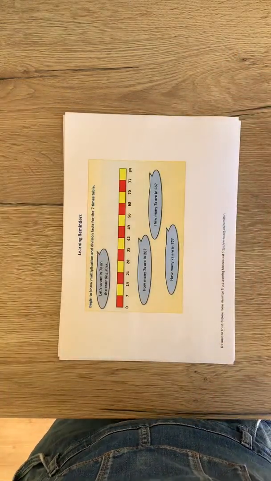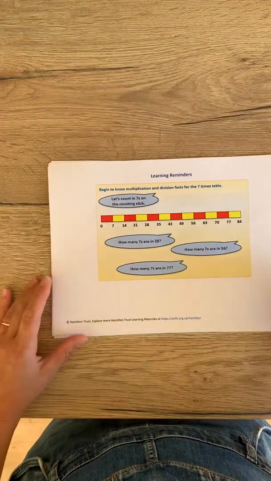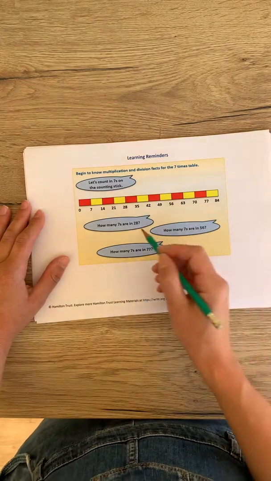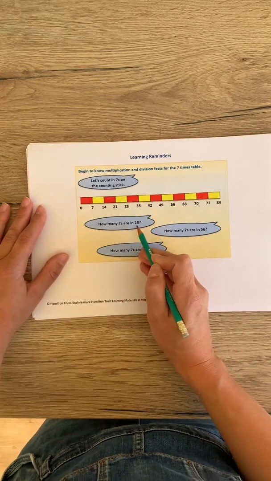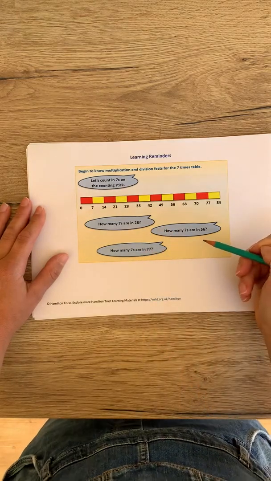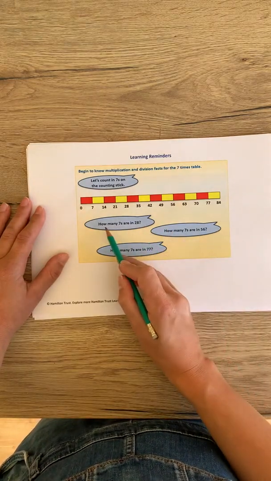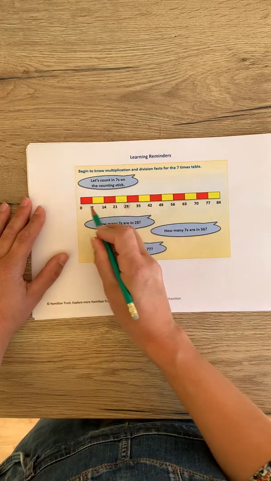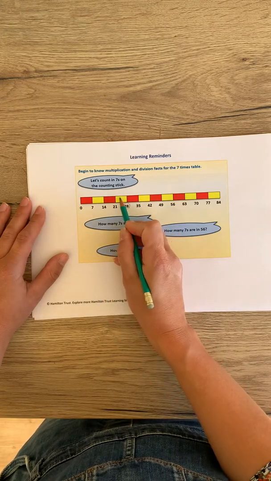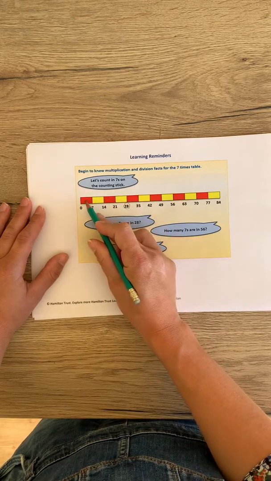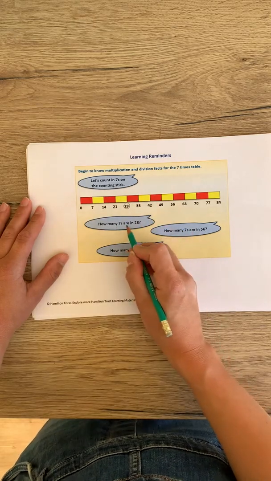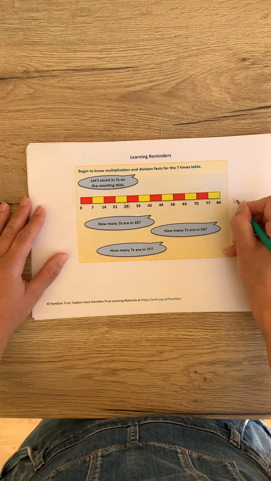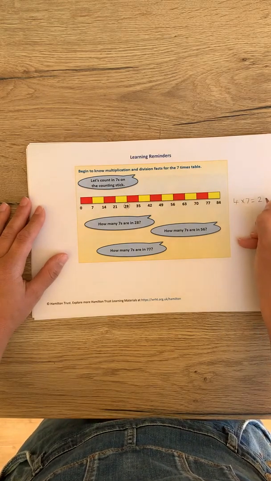Okay, let's go through the learning reminders. So the first learning reminder looks at the 7 times table on a counting stick, and you are given certain questions such as how many 7s are in 28. Now, when we're looking at investigating a times table on a counting stick, we can find the answer, which is 28 here. And then we count along how many blocks of 7 make that number. So let's count back. 1, 2, 3, 4. So there are 4 7s in 28. And to write this out as a number sentence, 4 times 7 equals 28.